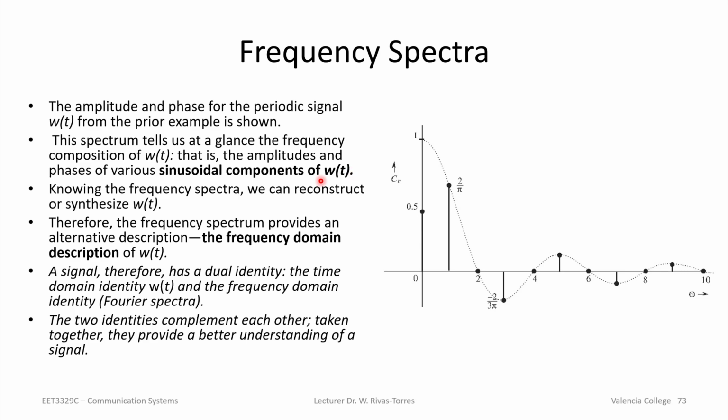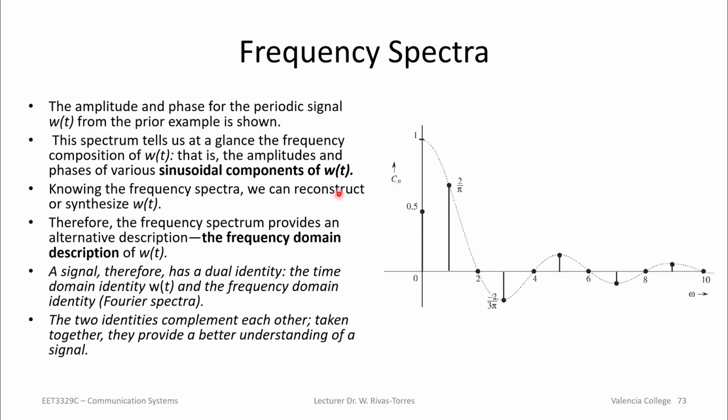So the amplitude and phase of a periodic signal, that's what I was calling the amplitude a little earlier, right? So this spectrum is what is shown here. The spectrum tells us at a glance what the frequency composition of our signal is. Or in this case, because we're using basis functions that are trigonometric, it tells us what the sinusoidal components of w(t) are. That's why we like to look at this.